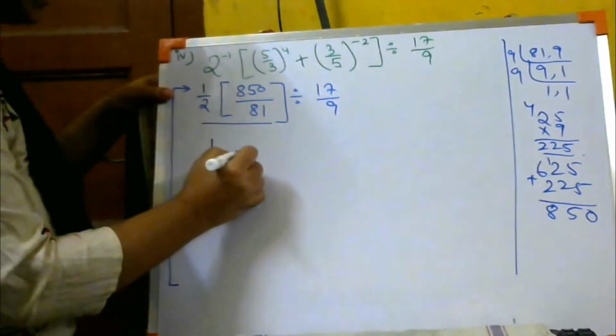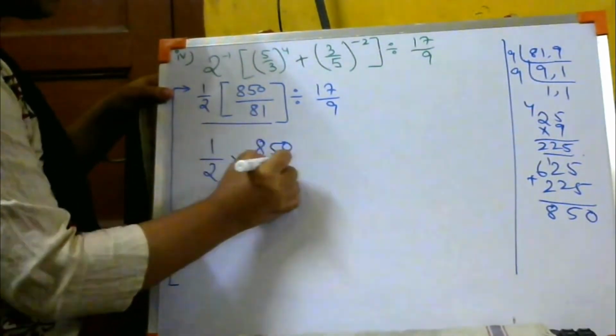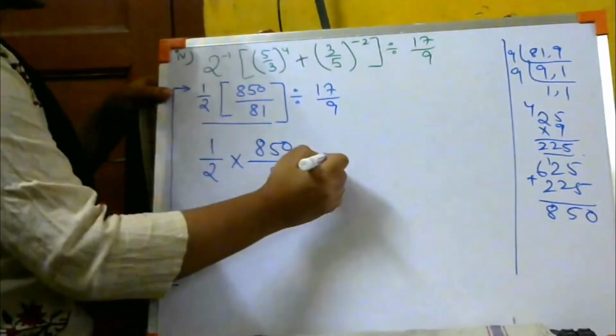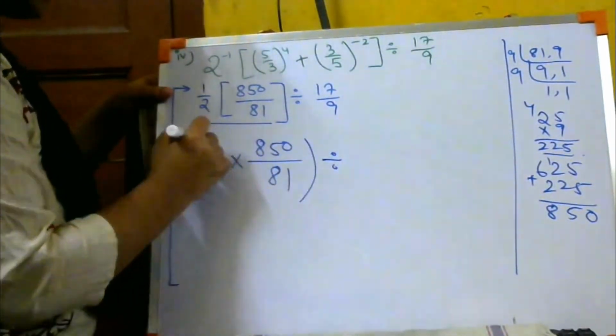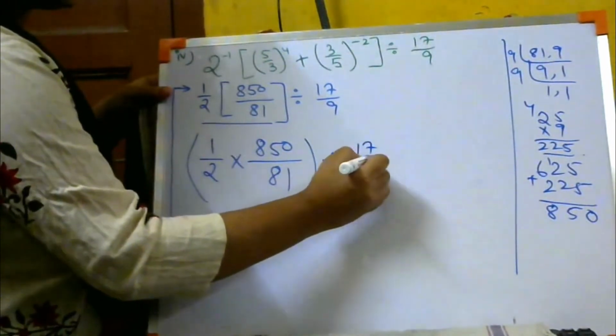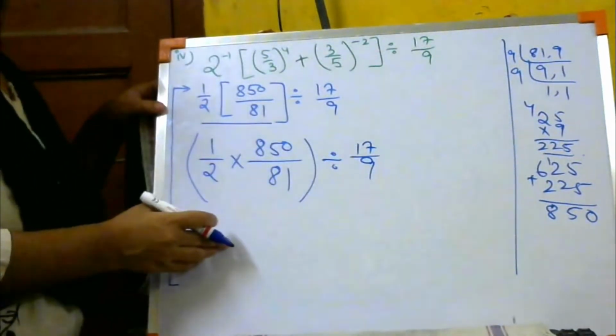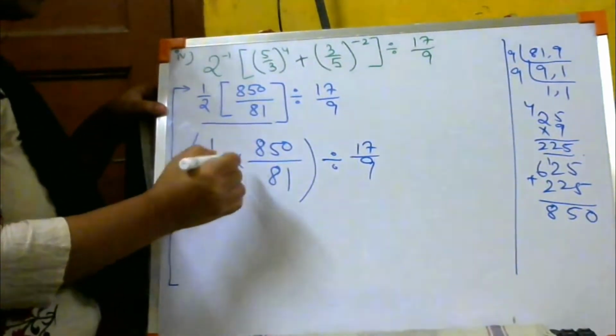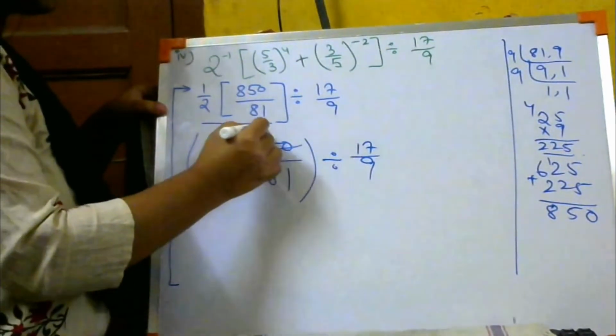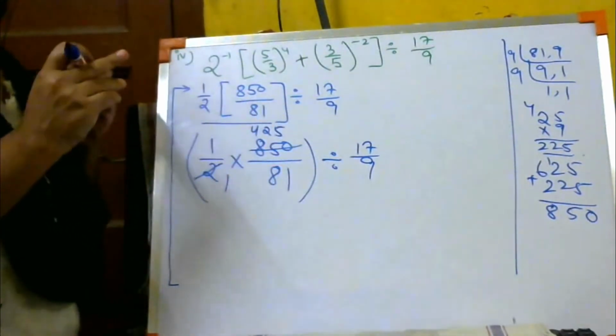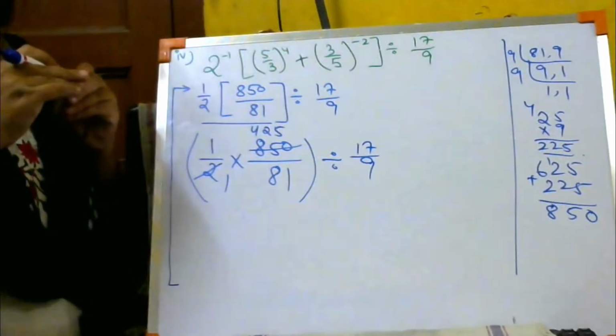1 by 2 into 850 by 81. Let us do this first. Let this division sign be like that, 17 by 9. This will be better. Otherwise the calculation is becoming bigger. So 2 ones are, and this is going to be 425. This is what we got. 425, isn't it? 2 ones are and 425.